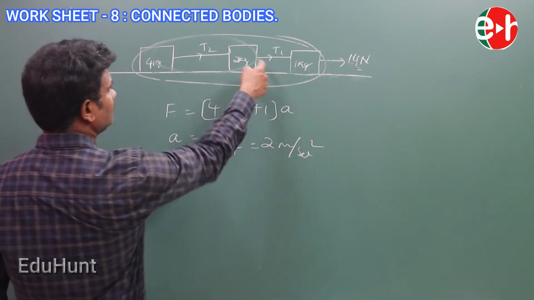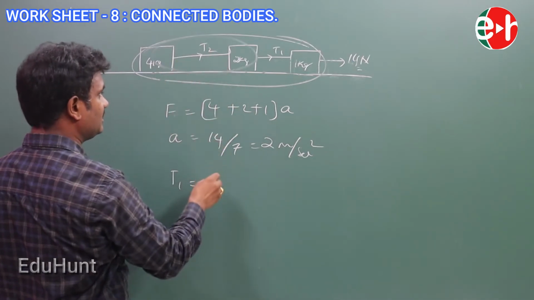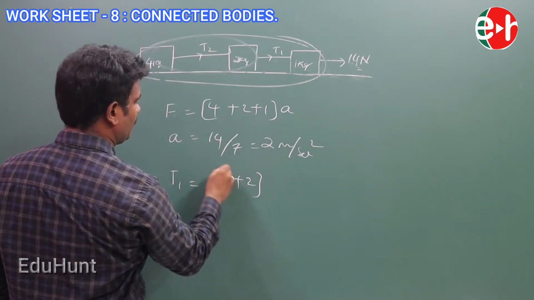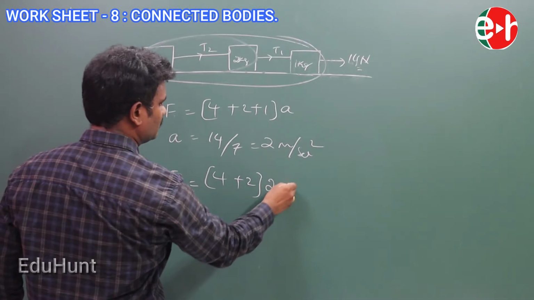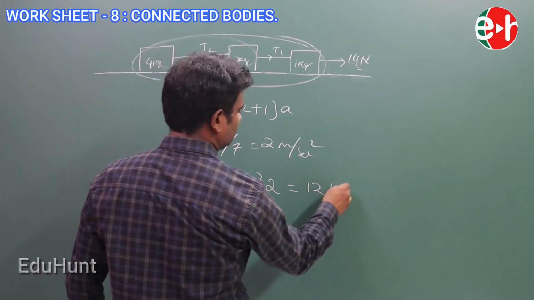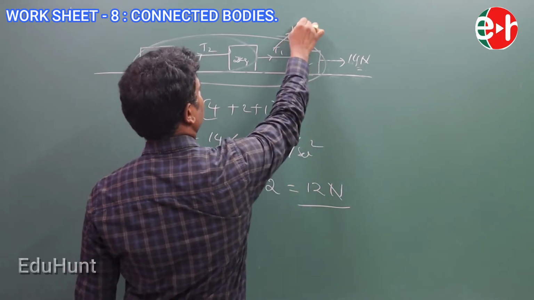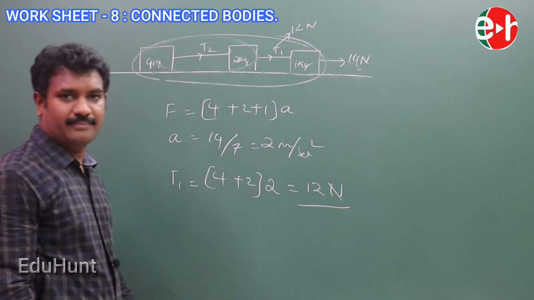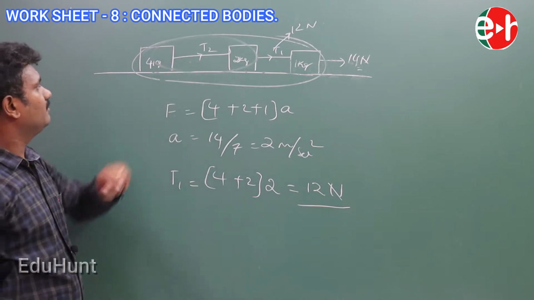That's why T1 is equal to mass of the system into acceleration of the system. So 4 plus 2 into, what is the acceleration of the system? 2. That's why it is 4 plus 2, 6, 6 into 2, 12 newtons. So here the tension is 12 newtons. Is it clear? Now come to this T2.